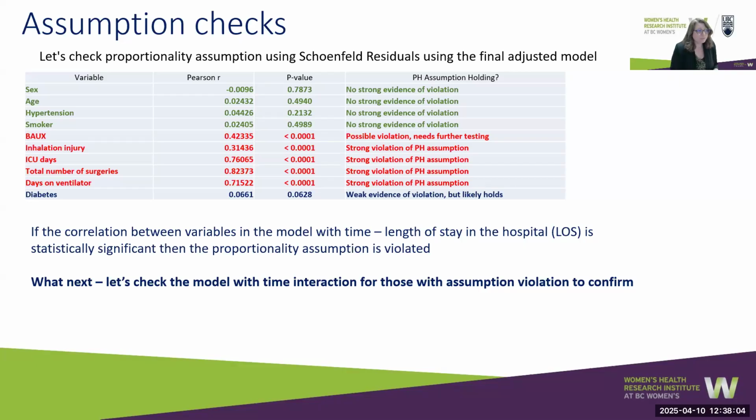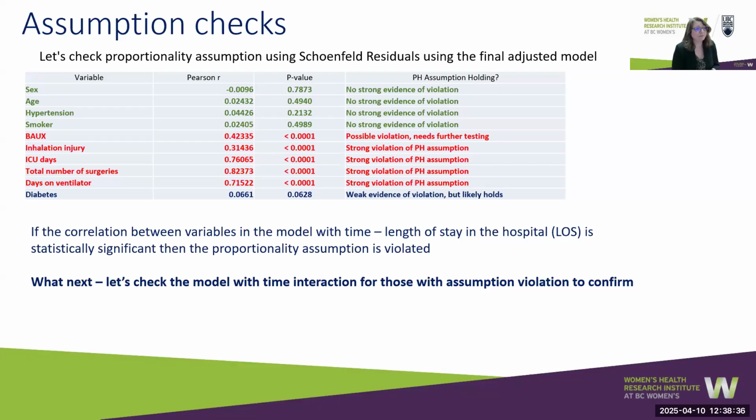When you run your adjusted model, you export your Schoenfeld residuals to the data. That's how I do it in SAS. After that, I do analysis on the residuals and look at the correlation. In SAS, it shows me the Pearson correlation and its p-value. So basically, if the p-value is not more than 0.05, it means we don't have evidence of violations.